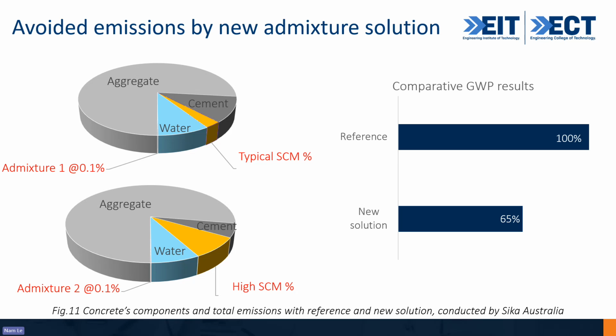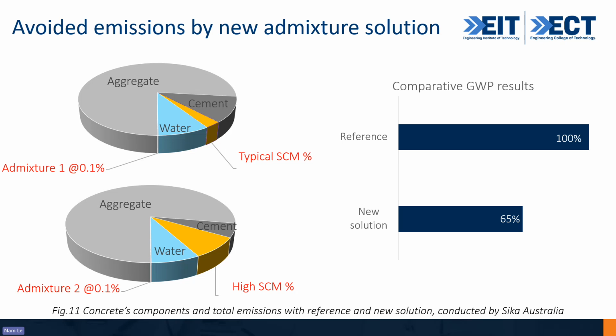The reason is if we use only admixture 1, we cannot increase the percentage of SCM. When we have a very high percentage of SCM, the concrete will have slump drop very fast, or the strength is not that high, and it's very sticky. And that's the reason why concrete companies want to have a solution for higher SCM, right?